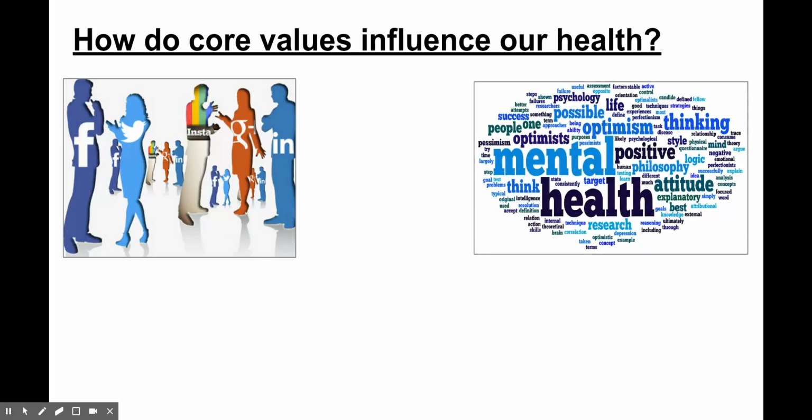Please be careful about what you say and write because they are a reflection of you and your core values. The next picture relates to mental health. You can see in the picture that mental health refers to many things, such as research, attitude, philosophy, and success. Your core values impact your mental health because they influence how you feel about yourself and the people around you.